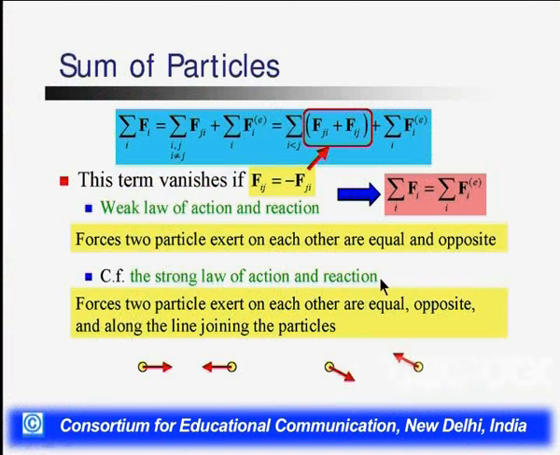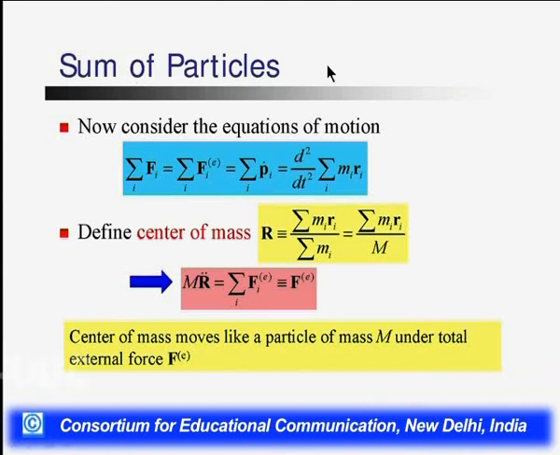Now the strong law of action and reaction deals with the forces two particles exert on each other being equal, opposite, and along the line joining the particles. That defines the strong law of action. But if it is only equal and opposite for the two particles, then we define it as the weak law. To explain the strong law, we add the condition of the line joining the particles.